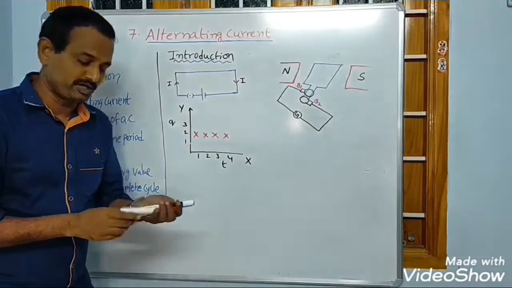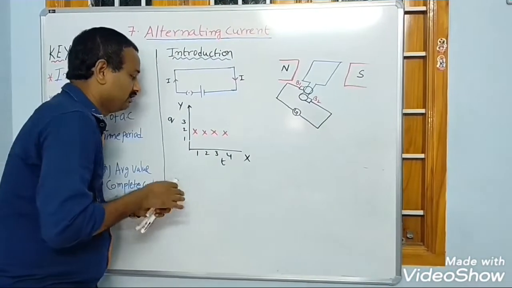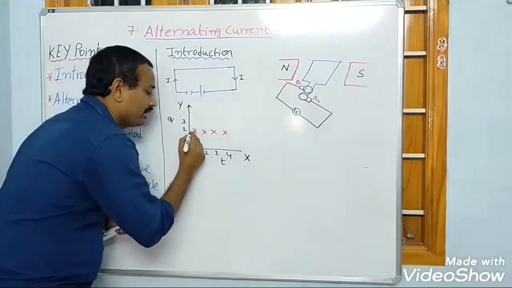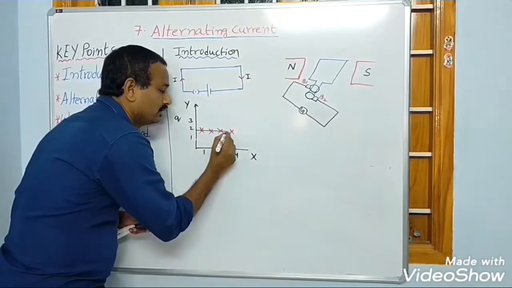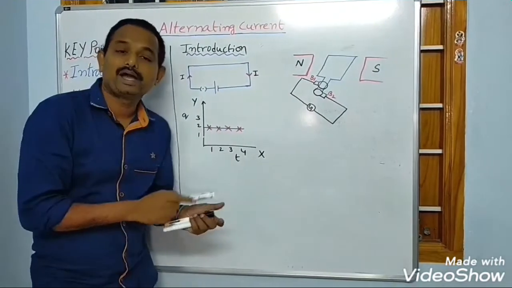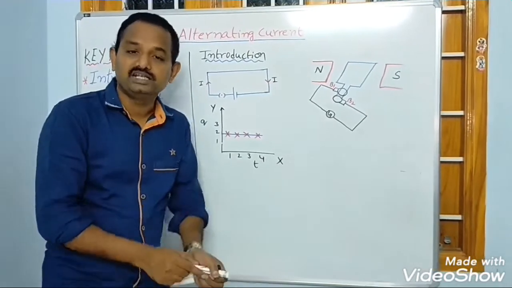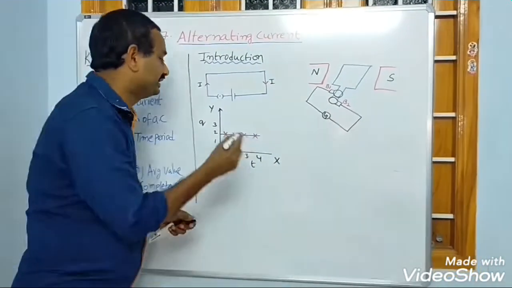If I join those points, what will I get? Look at here, if I join those points, I get a straight line. That indicates the magnitude and direction of current is constant. Such current is called direct current.